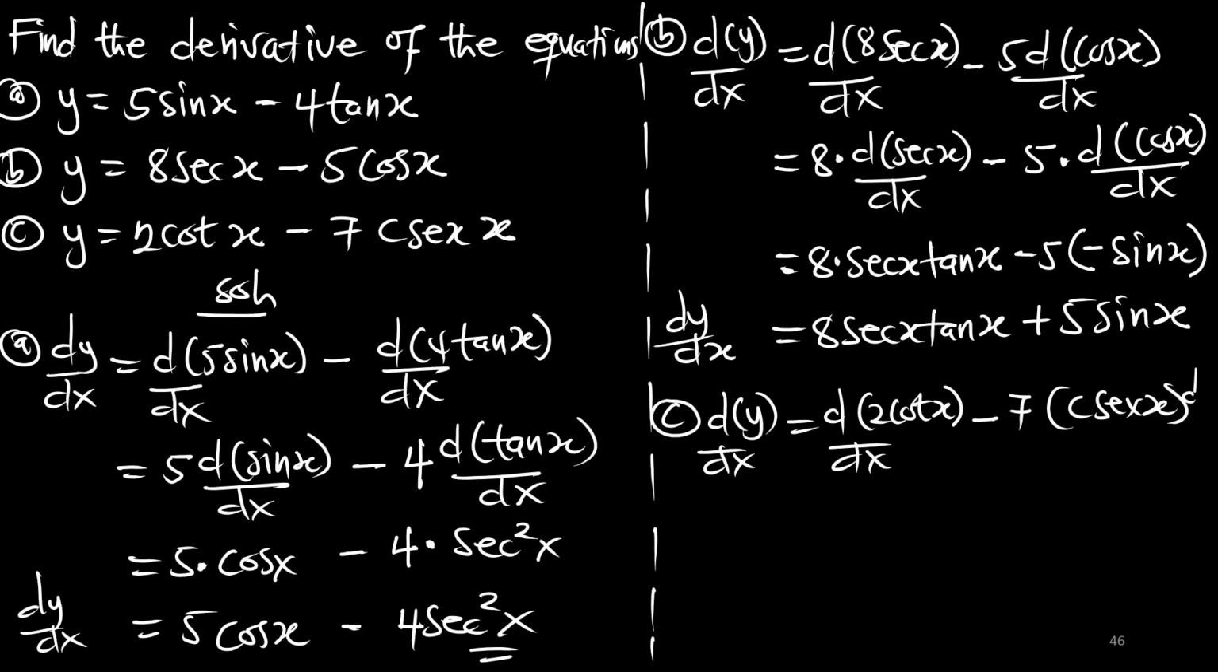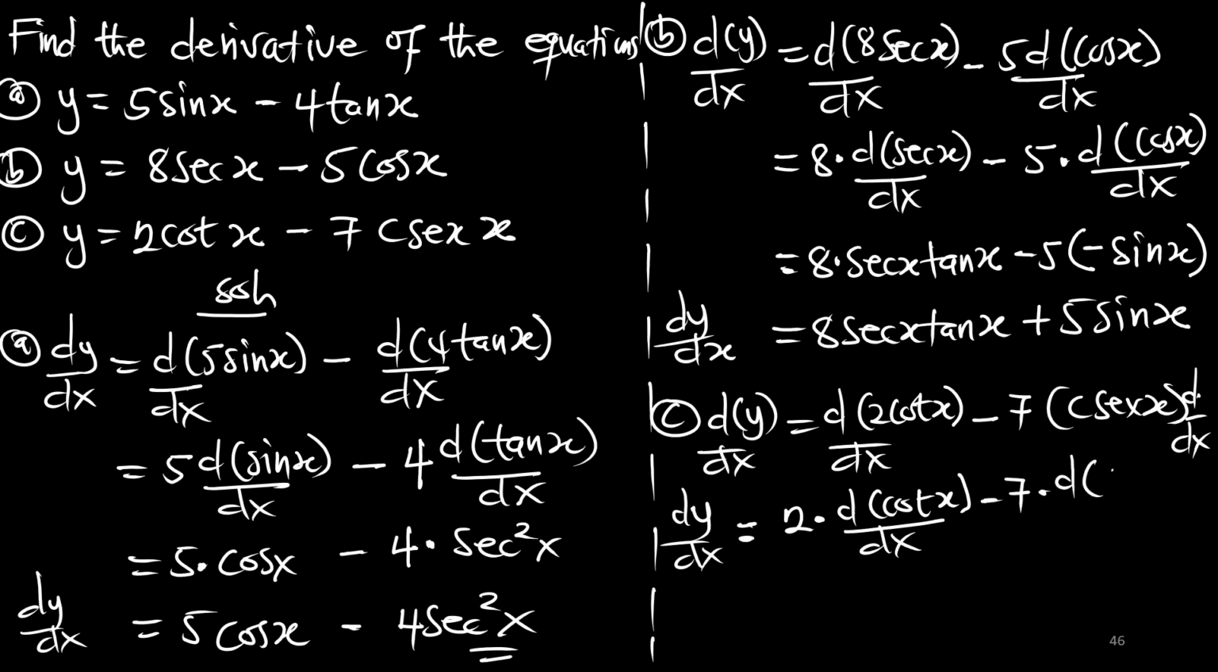dy/dx. Surely I'm getting dy/dx to be equal to 2, as a constant will come out, times the derivative of cot x with respect to x, minus 7 will come out multiplying the derivative of cosec x with respect to x. This is going to be 2 multiplying the derivative of cot x, that is going to be negative cosec square x.